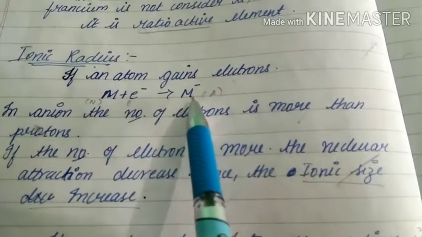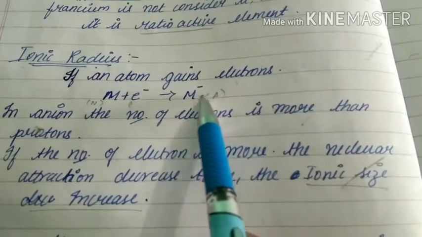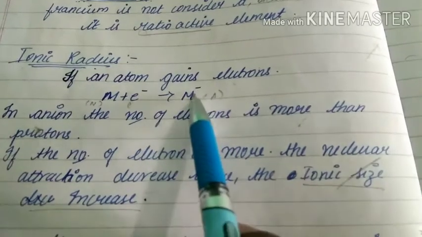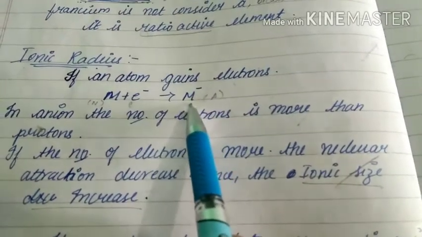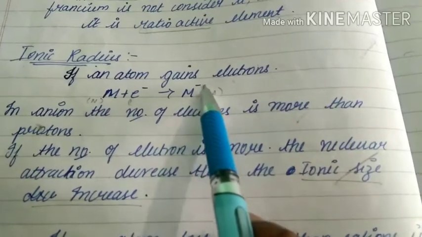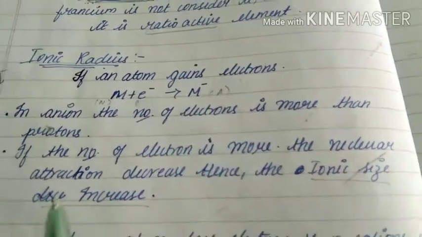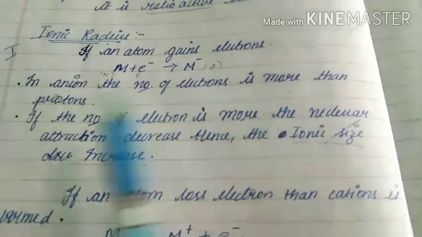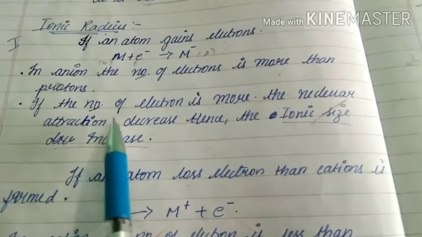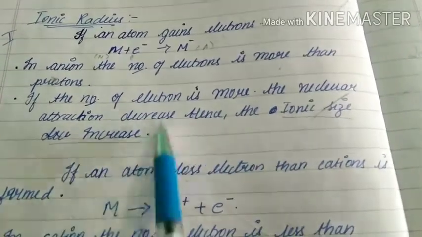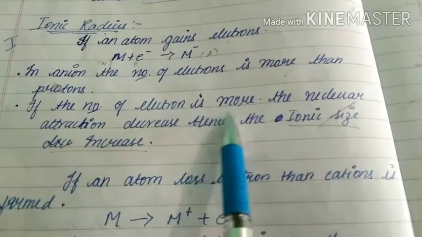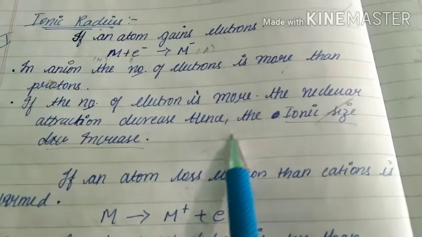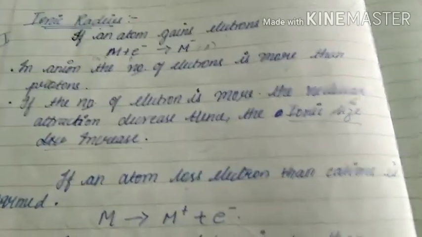So M minus means what? In this case, electron number is more compared to proton. How much? Only one. Only one electron is more compared to proton. That is why we should represent it like this. Next, in anion, I told you, the number of electrons is more than protons. This is an important point. If the number of electrons is more, the nuclear attraction decreases. Hence, ionic size increases. This is an important point.